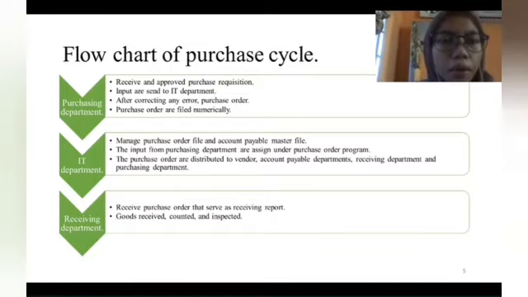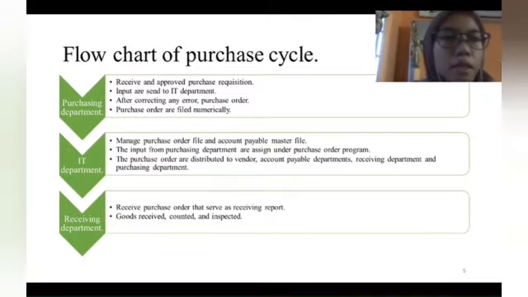Next is the IT department. The IT department manages the purchase order file and account payable master file. The input from the purchasing department is assigned under the purchase order program. The purchase order is distributed to the vendor, account payable department, receiving department and purchasing department, which means the purchase order is made into 4 copies to be distributed to the 4 persons.